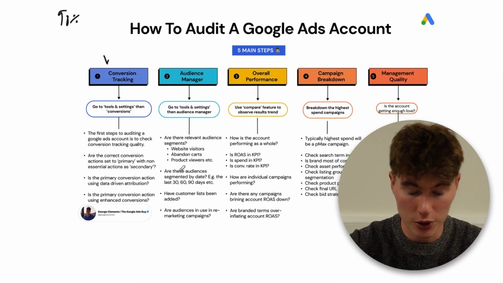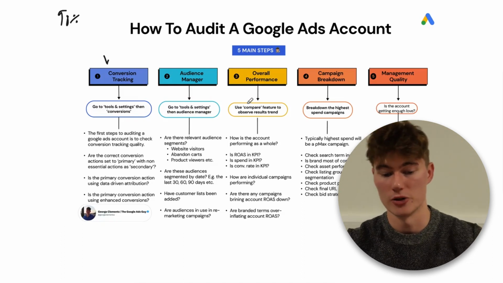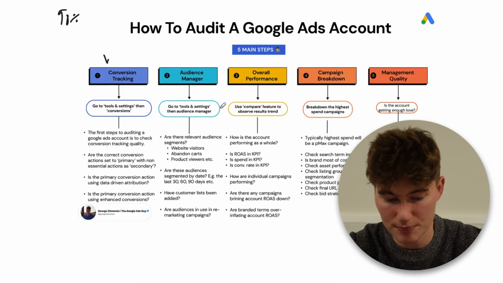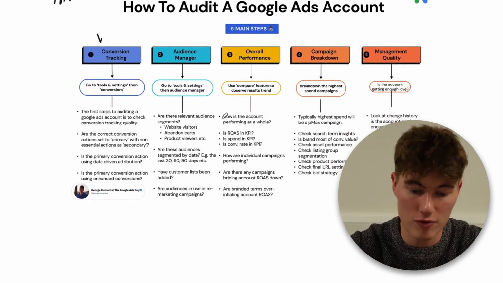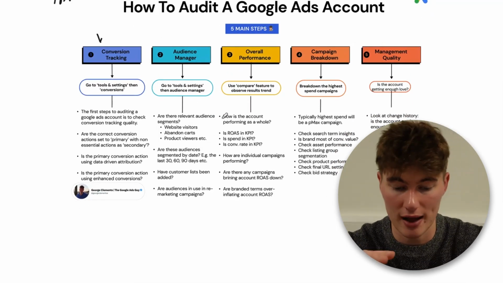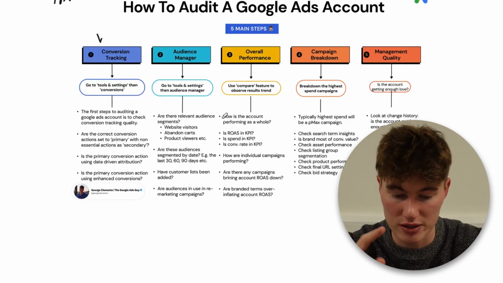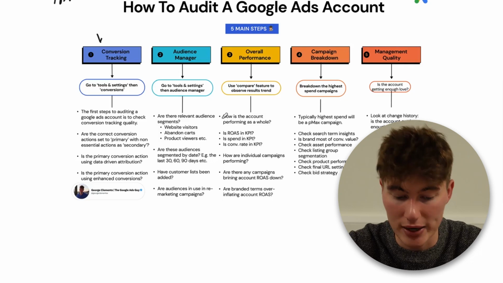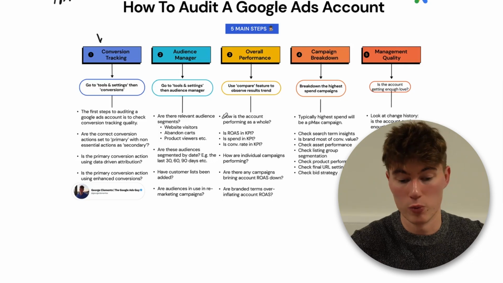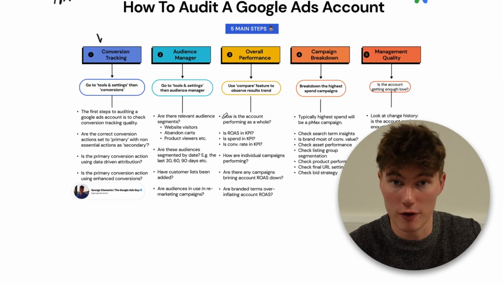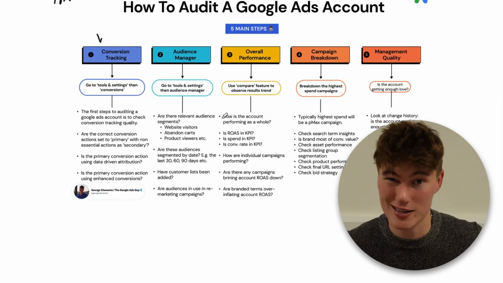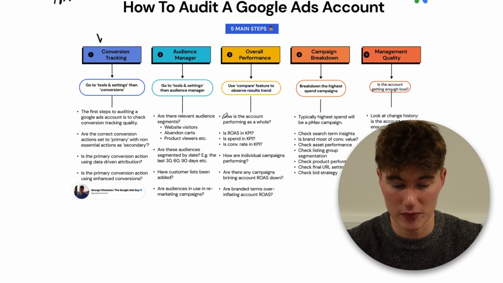Okay. Cool. Let's jump into audiences now. So this is another really important setting, the audience manager, right? So we want to be asking, are there relevant audience segments? Do we have audiences for website visitors, audiences for abandoned carts, audiences for product viewers? And are these audiences segmented by date? Because for example, website visitors in the last 30 days are far more warm than website visitors over the last 180 days. So it is important to segment these audiences by date, okay?